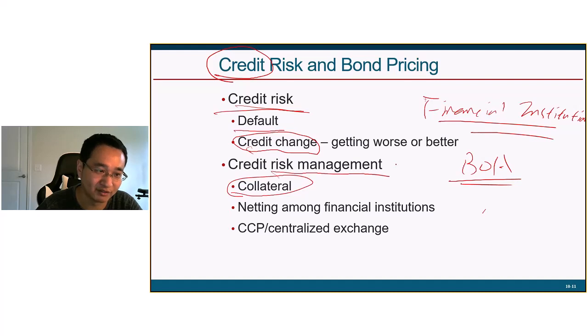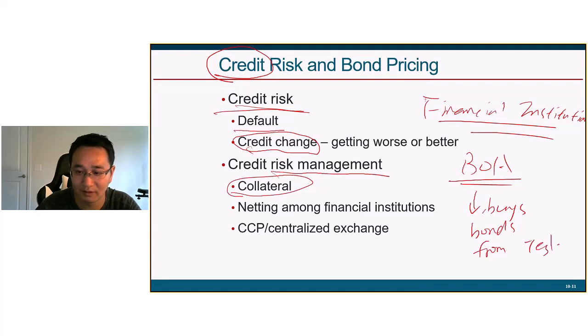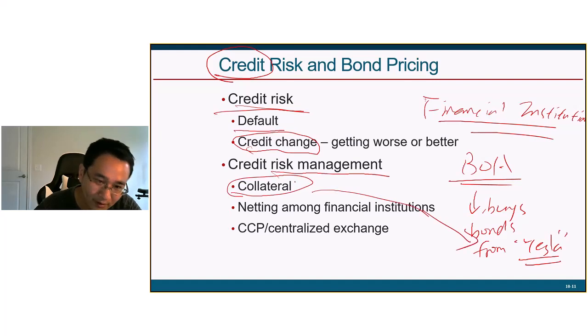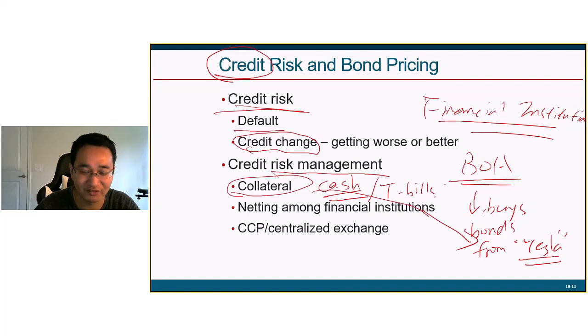However, in credit risk management, if Bank of America buys bonds from Tesla, they can require Tesla to post collateral. So what is collateral? A lot of times, cash will be considered collateral. If you default, I can still recover something. Or government securities, like Treasury bills, or even some other security like Tesla stock. They'll probably not take their factory as collateral. They could, but that kind of collateral is not ideal.